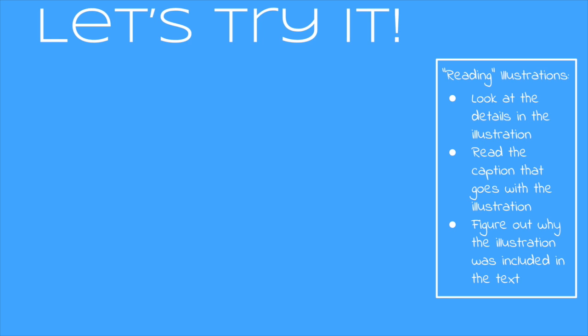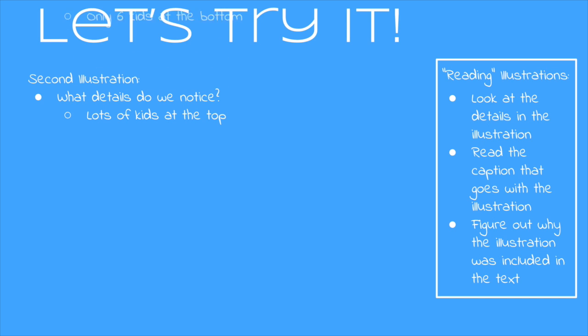Now let's look at our second illustration. Our second illustration is the one that has the 2 groups of kids, one large group of kids and one small group of kids. Let's ask ourselves some questions. First, what details do we notice? You probably notice that there's a lot of kids in the image at the top, and then you'll notice that there are only 6 kids in the image at the bottom.